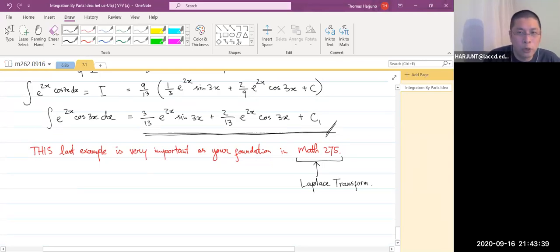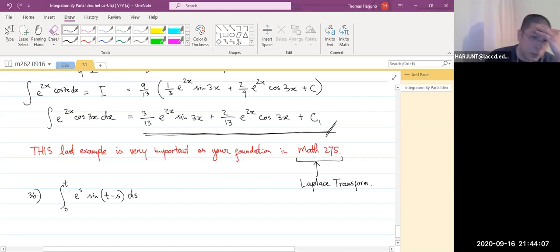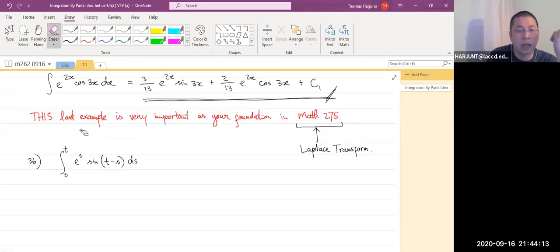When you do a Laplace transform, it's basically this type of integration, maybe even more complicated. Number 36: the integral of e to the s sine of (t minus s) ds from 0 to t. So t in this case is a constant, and s is the variable. To avoid confusion, let me change s to x.